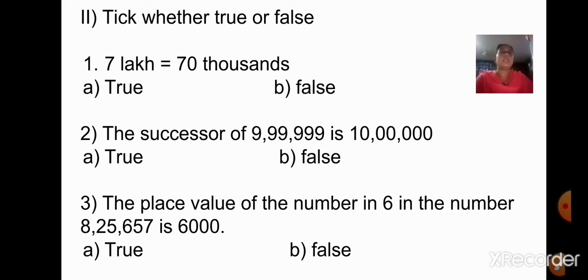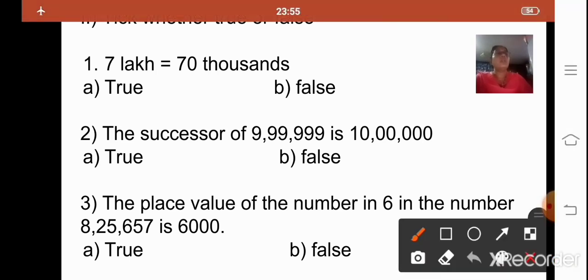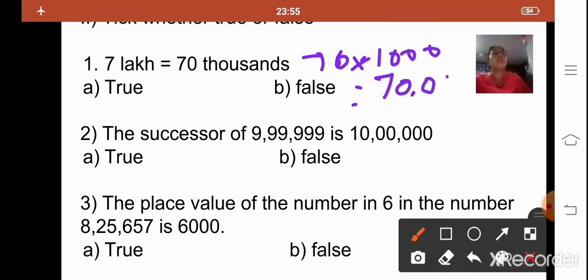Okay children? Yes. Now coming to the next question, that is, tick whether true or false. You have to say whether the statement is true or false. Now the first one is 7 lakh is equal to 70,000. Now you just work it out here and see, if you multiply 70 by 1000, you will get the answer as 70,000. But here it is said 7 lakh. So is the statement true or false? Your statement is false.